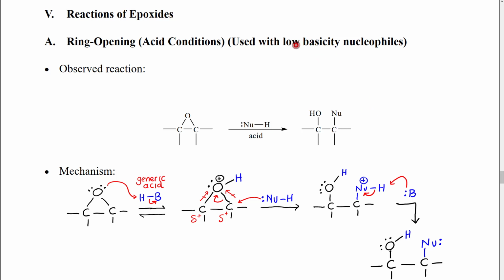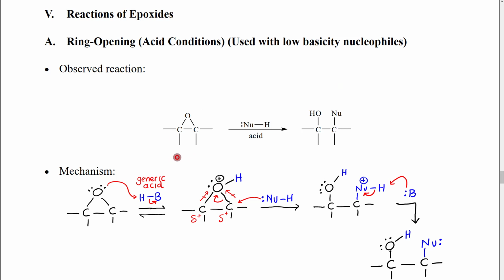We're going to look at two ring opening reactions of epoxides that use complementary conditions. The first is going to be ring opening using acid conditions. We use this when we have low basicity nucleophiles, what we would normally call low reactivity weak nucleophiles. The nucleophiles that are on the bottom two rows of our SN1, SN2, E1, E2 chart.